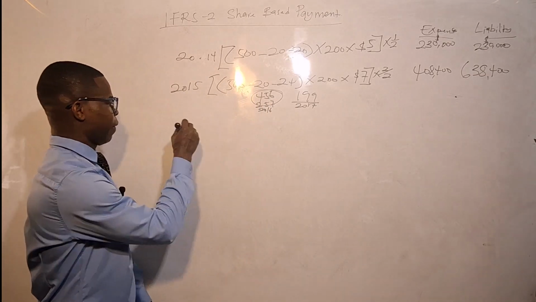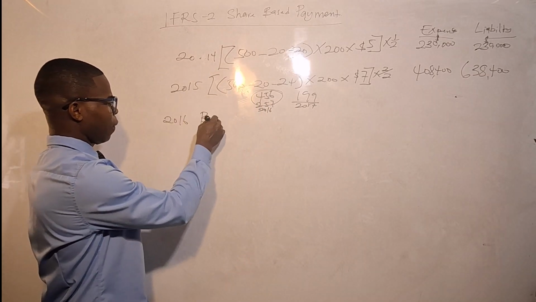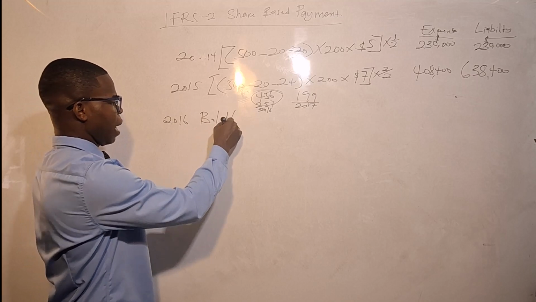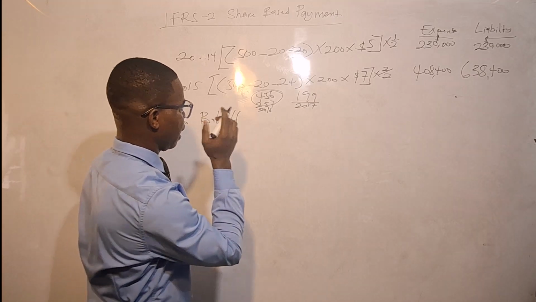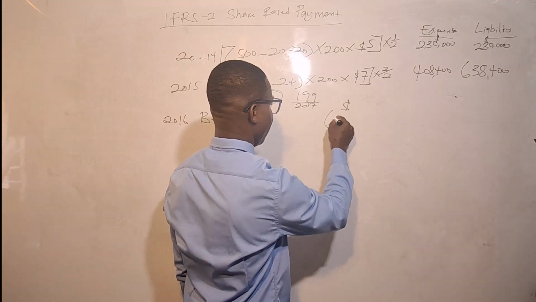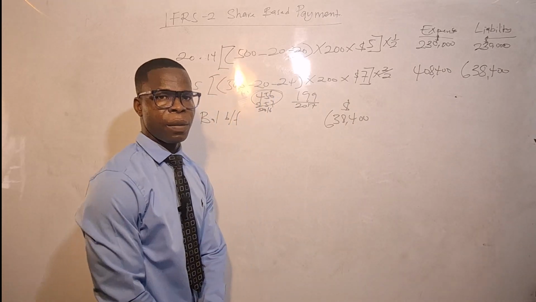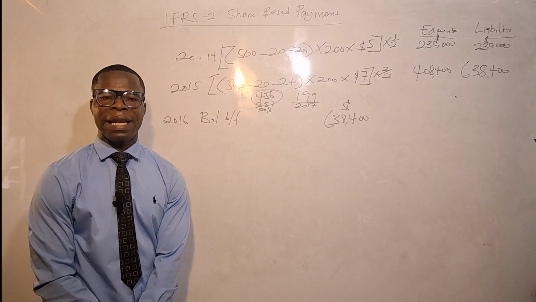So let's look at 2016. In 2016, what is our balance of liability brought forward? So balance brought forward in 2017, and that is going to be 638,400. Now, what is the exercise price?